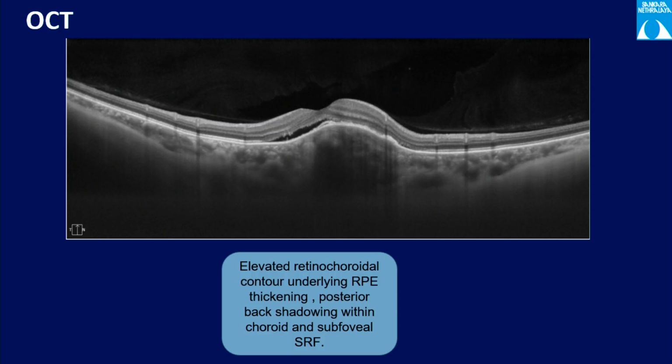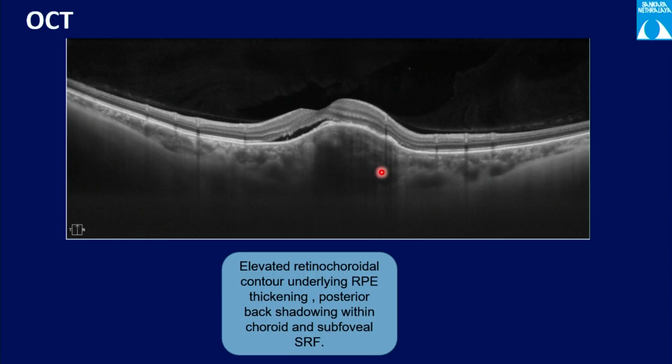The thing to look for is that the retinal layers are almost intact, so the integrity is maintained. Whereas in the outer layers, there is this posterior back shadowing, and also there is underlying RPE thickening, along with a pocket of subretinal fluid.